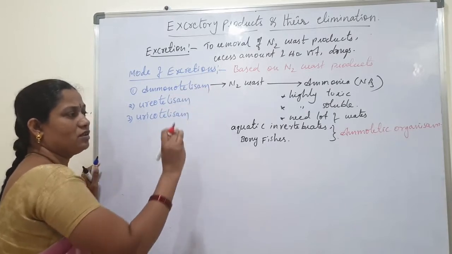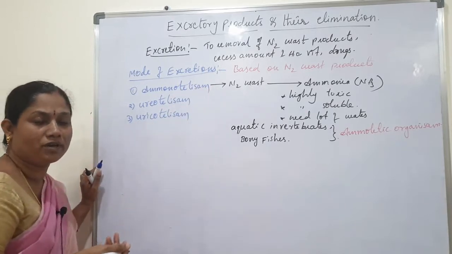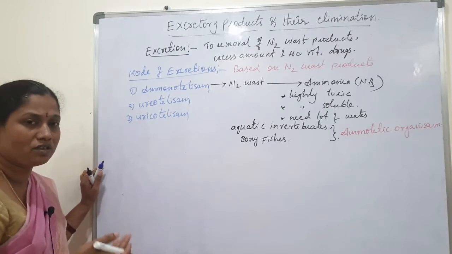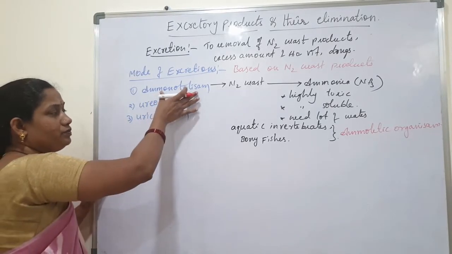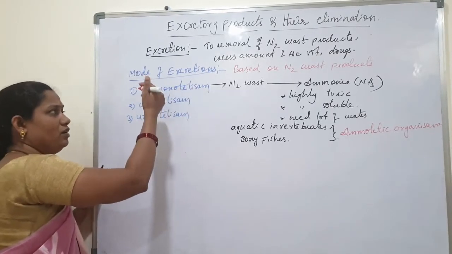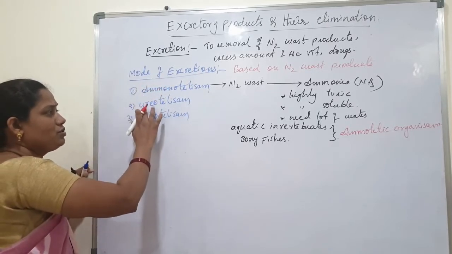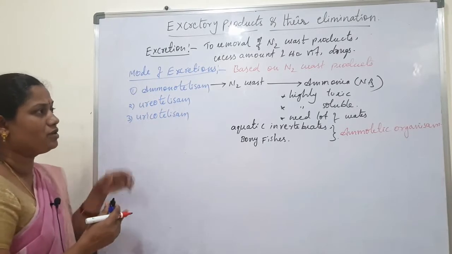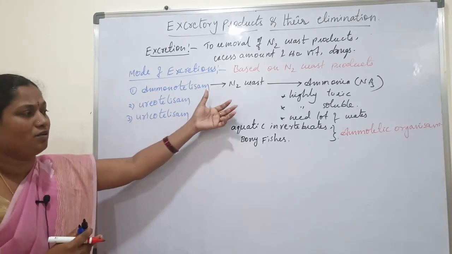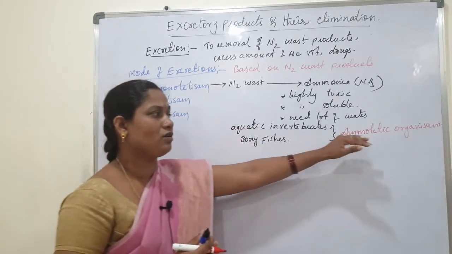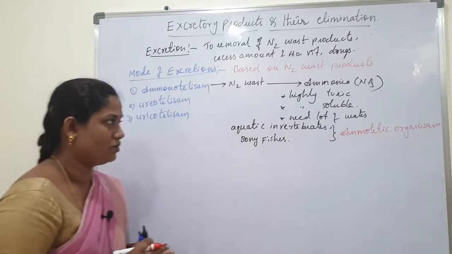Based on which nitrogenous waste product is released to the outside, the mode of excretion divides into three types: ammonotelism, ureotelism, uricotelism. Ammonotelism means they release ammonia, and these organisms are called ammonotelic organisms.